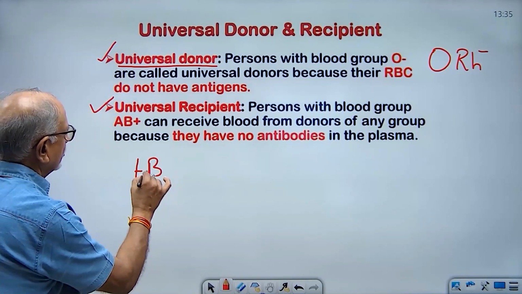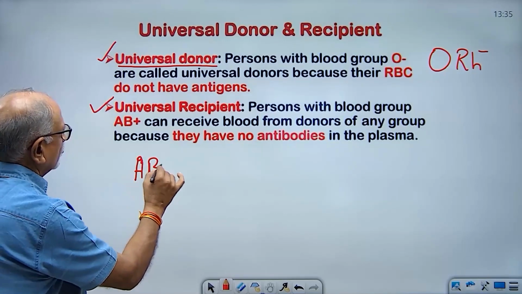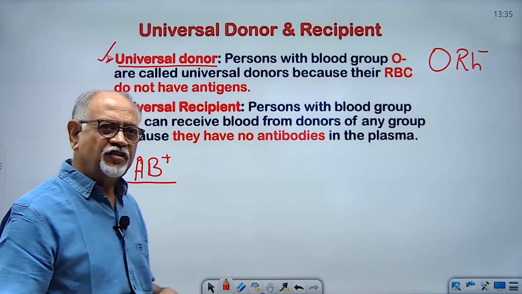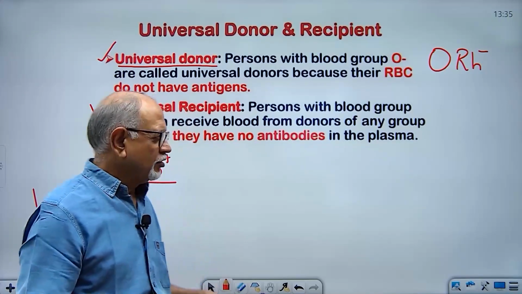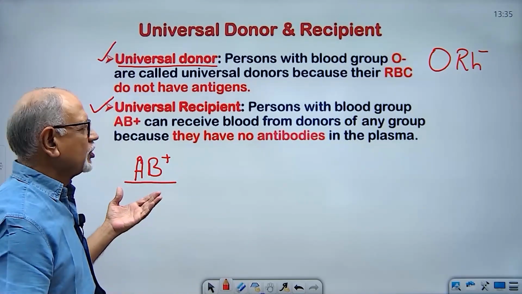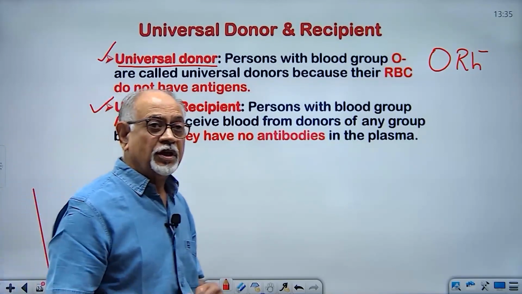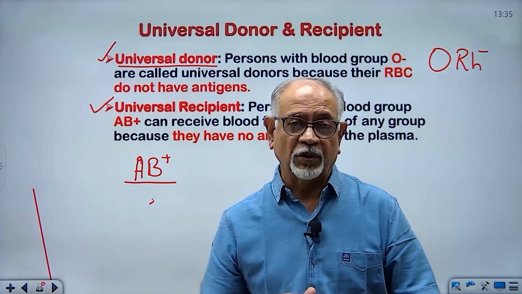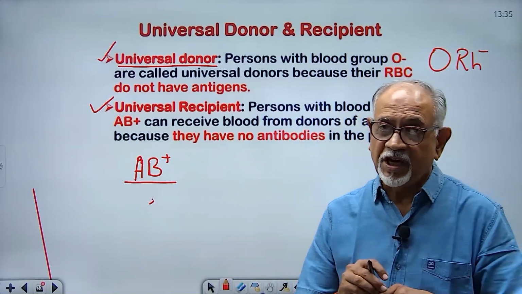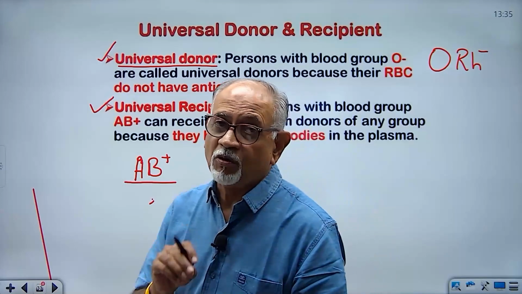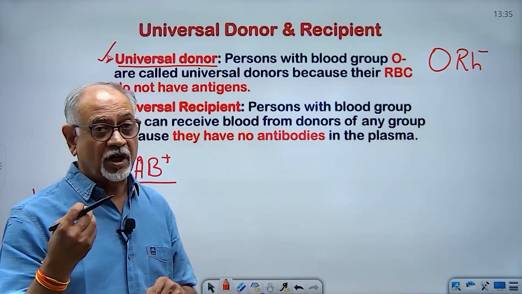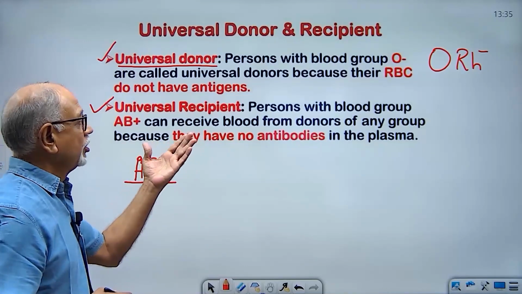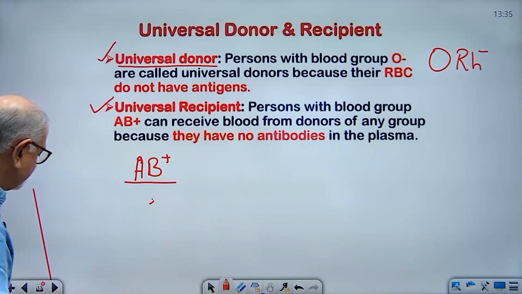Therefore, AB positive has both the antigens but does not have any antibody. So, therefore, it is called universal recipient. It can receive blood from any of the blood groups A, B, AB and O, either Rh positive or Rh negative. Therefore, it is called universal recipient.